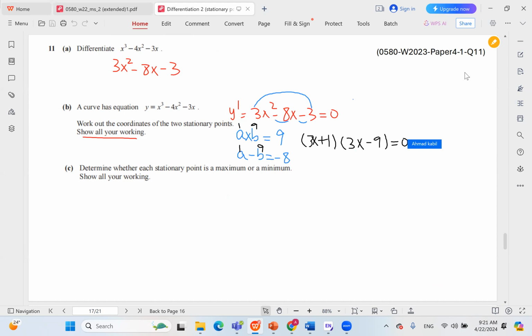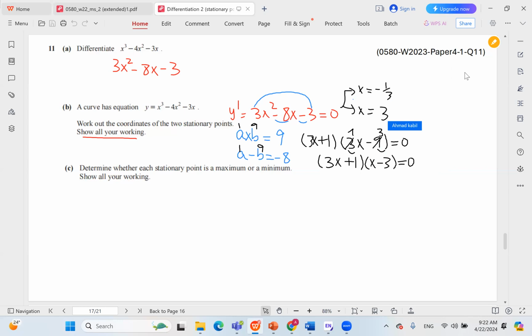Of course, we have to simplify if possible. So 3 and 9, they simplify together. So this becomes 1x minus 3. So the final answer for factorization here would be 3x plus 1, x minus 3 equals 0. So either x equals -1/3 or x equals +3.